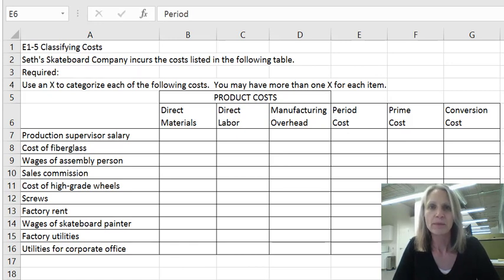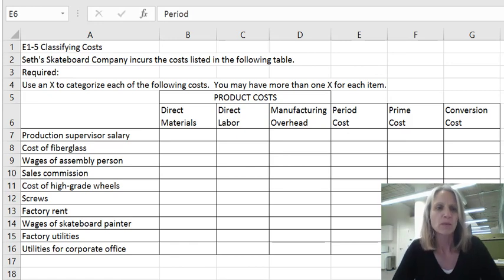Okay, and then finally, prime costs. Those are simply direct materials plus direct labor. Those are the primary costs of making our product. And then conversion costs are the costs required to convert that raw material that comes into our factory into a finished product. So once we get the raw materials in, we're going to add labor and overhead to create our final product. So labor and overhead are the conversion costs.